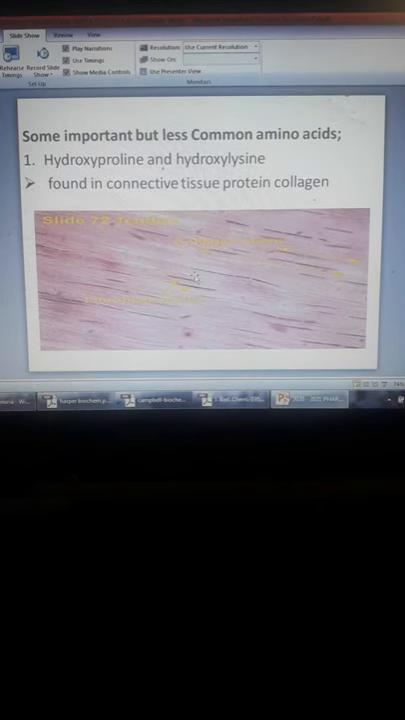Some important but less common amino acids are hydroxyproline and hydroxylysine. Usually these are found in the different connective tissues. So we have collagen, which are the fibers that commonly compose the connective tissues. So we have collagen fibers, the white fibers, and then the yellow fibers.